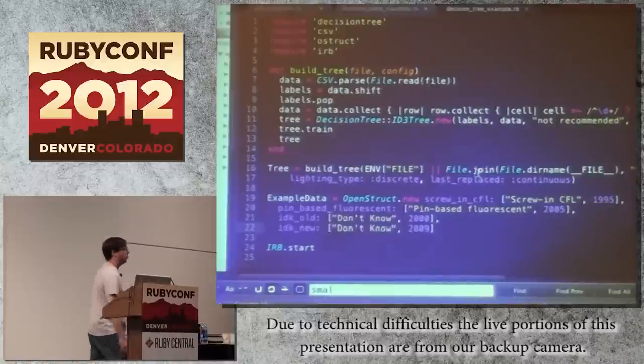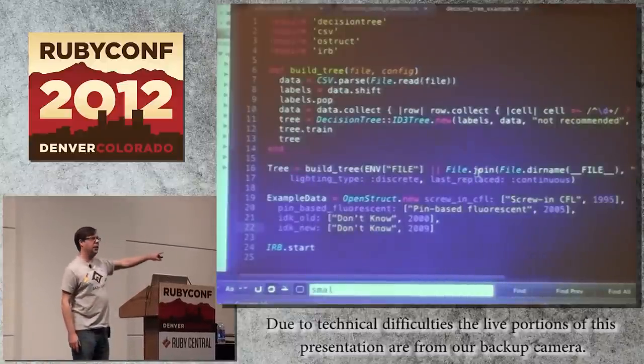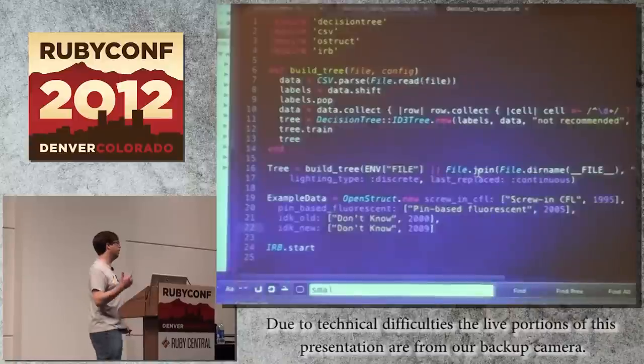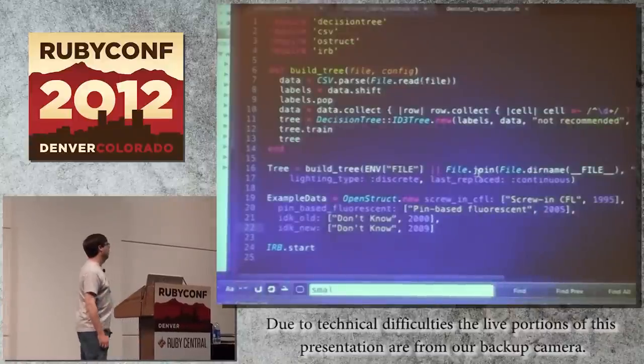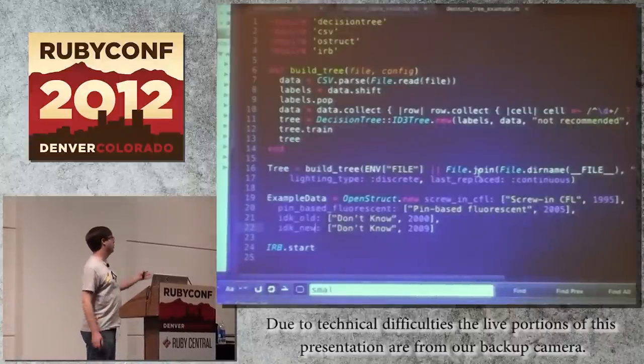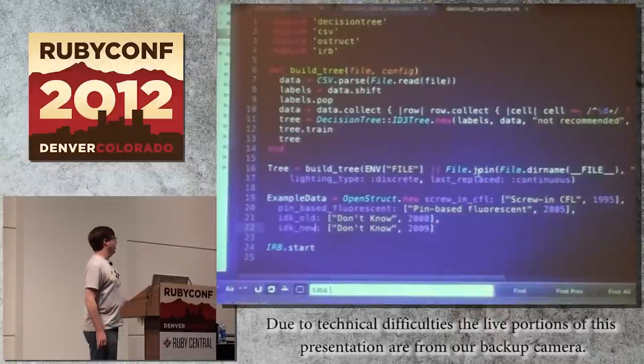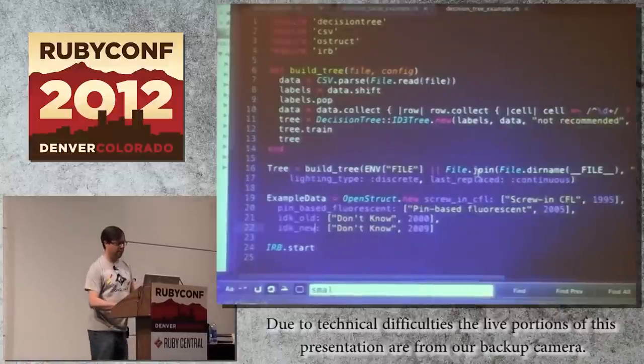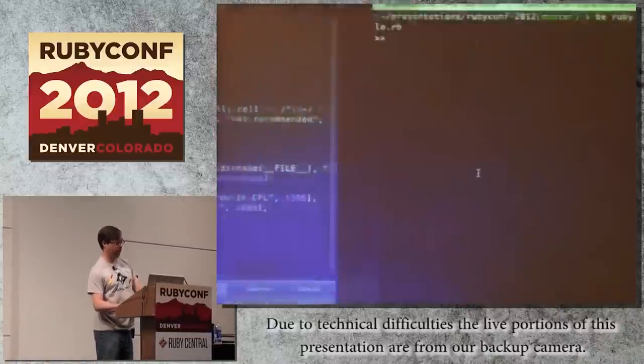If you've ever looked at this gem, that config thing is brand new. That's in like 0.4. Ilya just bumped that gem version. But so I can tell it that the lighting type is discrete, last replace is continuous. And then I set up some example data, and I'm in business. So now let's see that work.